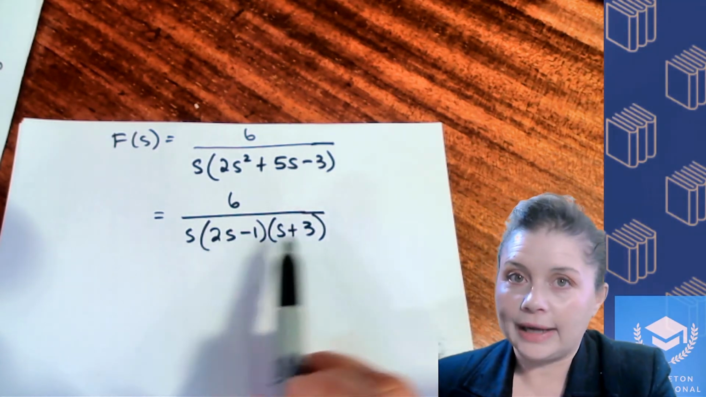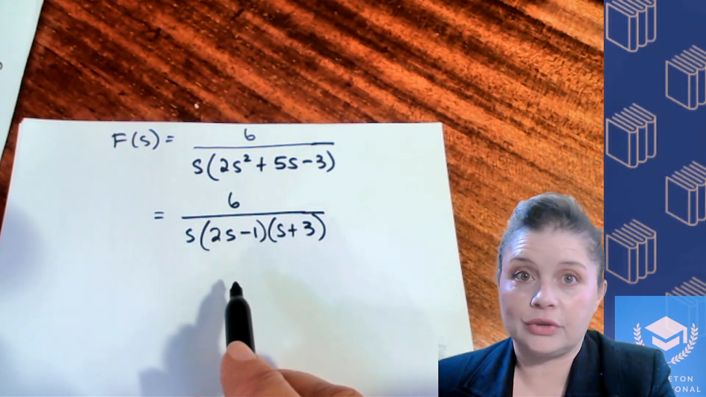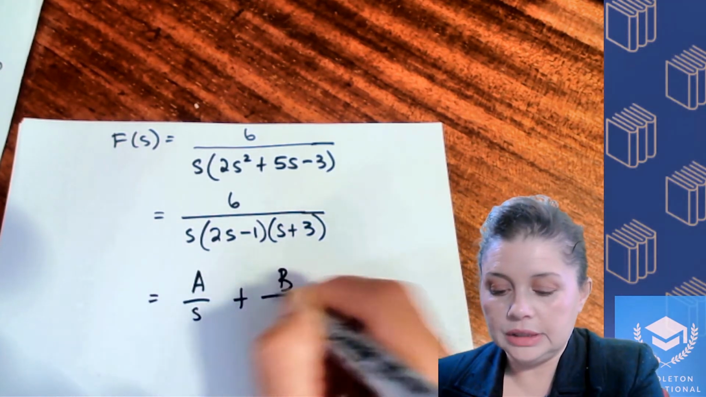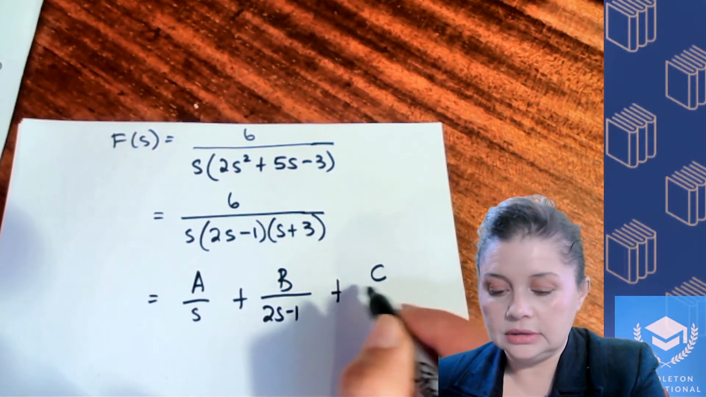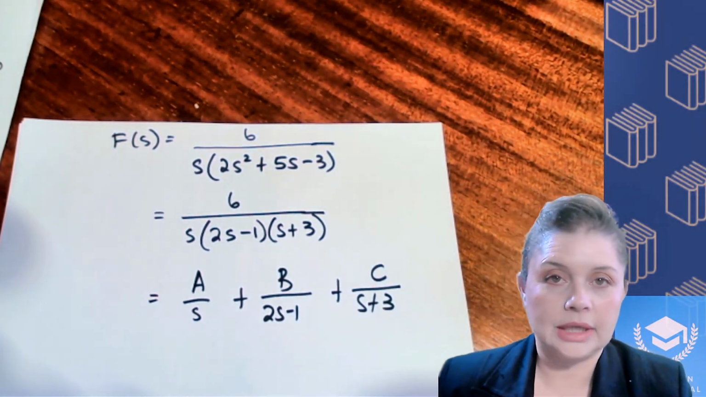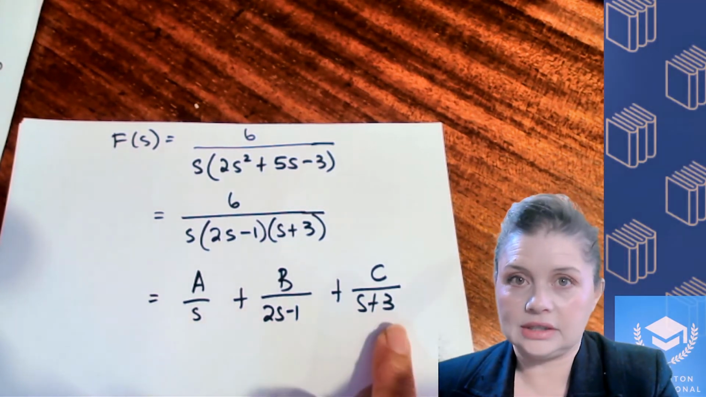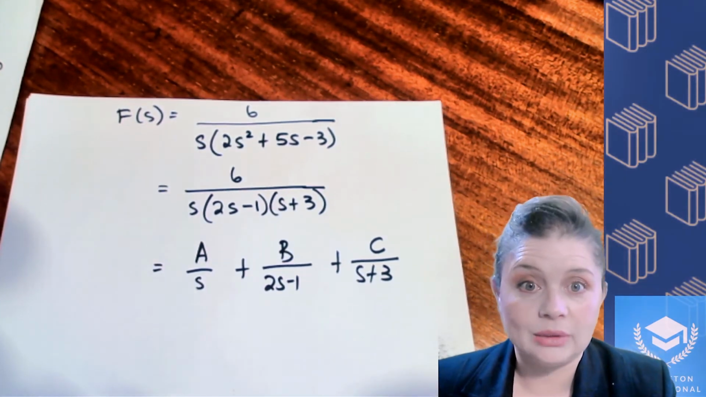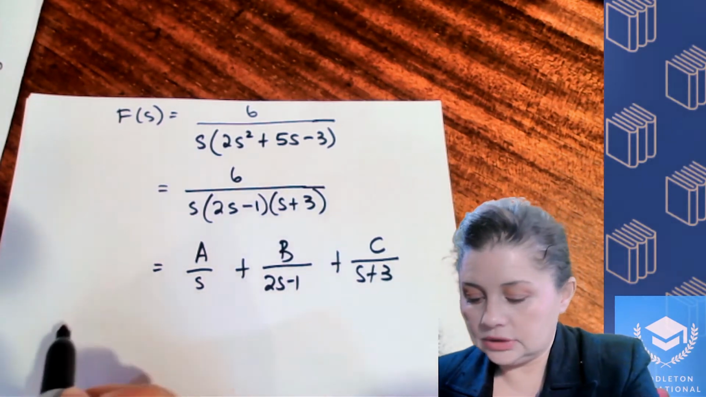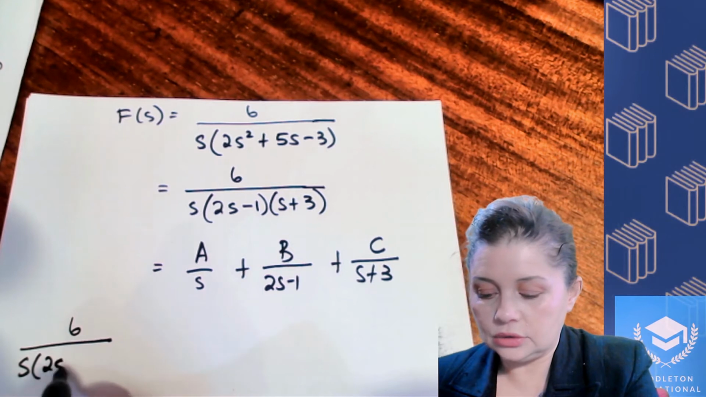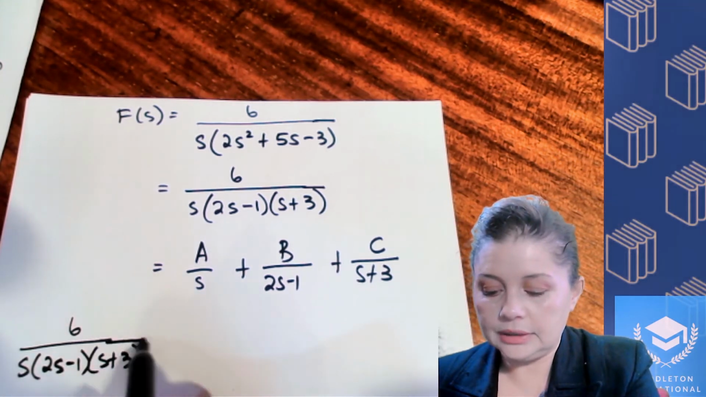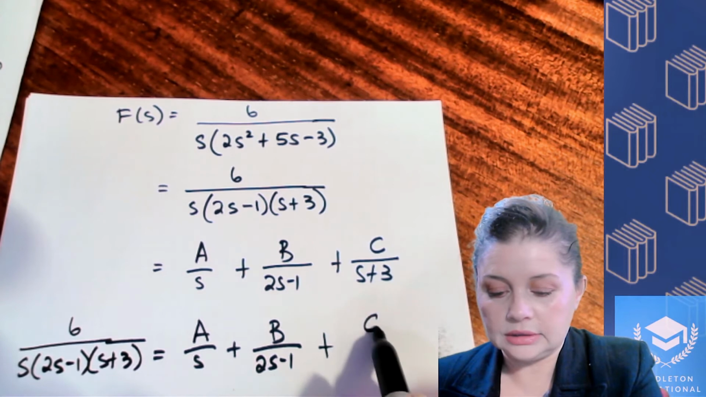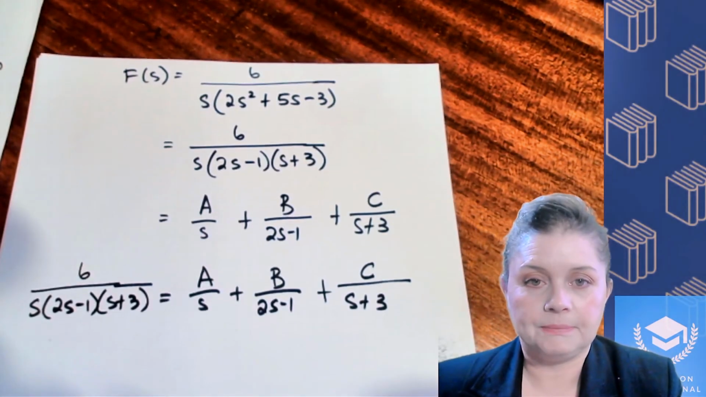Okay, so now you've got factors in your denominator, which means you can use partial fractions in order to simplify, because that is just going to be equal to A over s + B over (2s - 1) + C over (s + 3). And you'll see that the denominator in each of these terms, the forms are the same as ones on your formula sheet. Okay, so let us find what A, B, and C are. So we have 6 over s(2s - 1)(s + 3) equals A over s + B over 2s - 1 + C over s + 3.